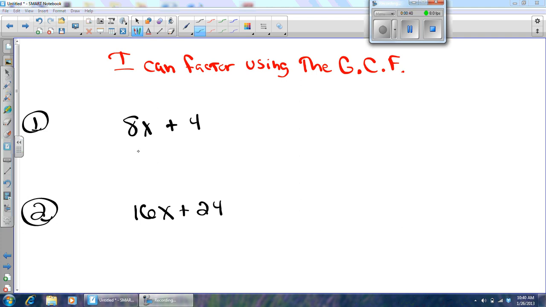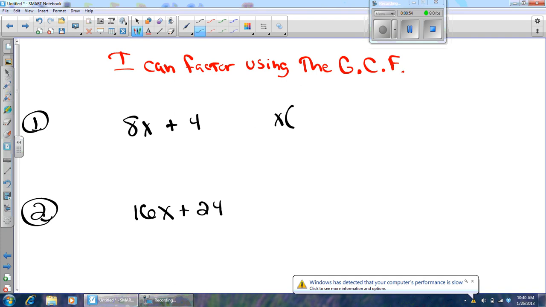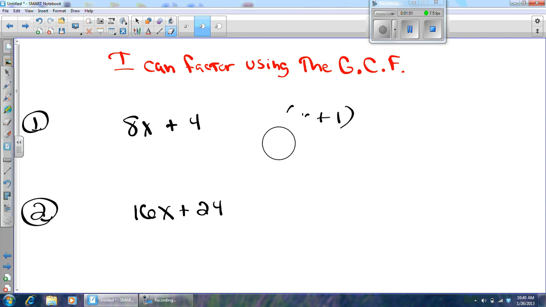So let's take a look at this example here. 8x plus 4. We want to factor out the greatest common factor. In other words, we want to undistribute. Can you think what was distributed? Our answer is going to look like some number times something like that. It's not going to be that, but it's going to look something like that, okay? So think of 8 and 4. What is the greatest common factor of them?